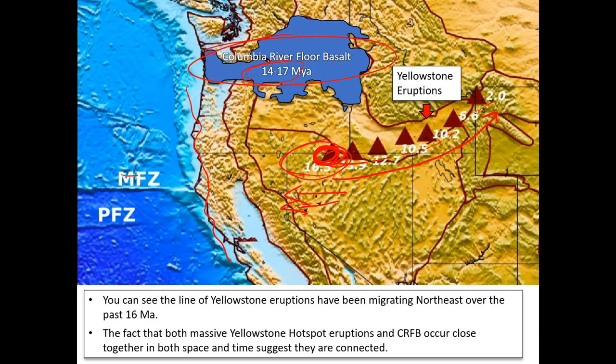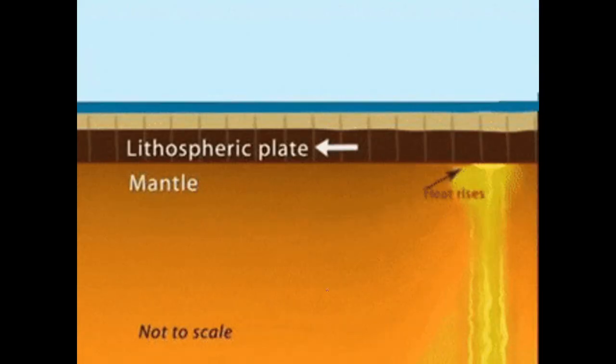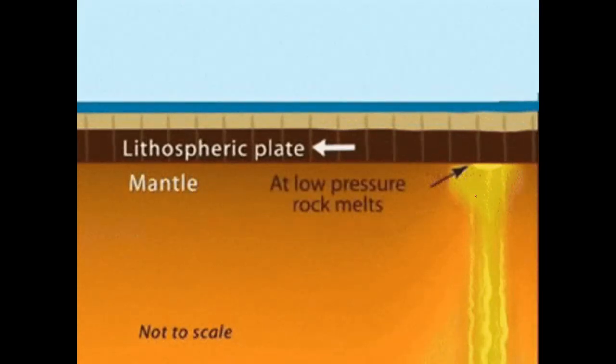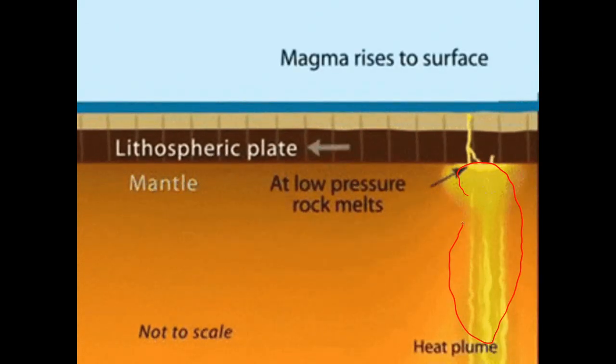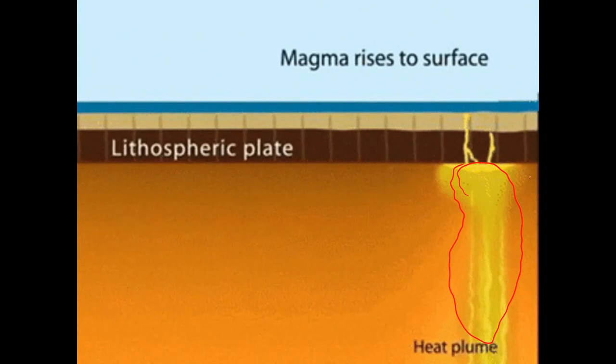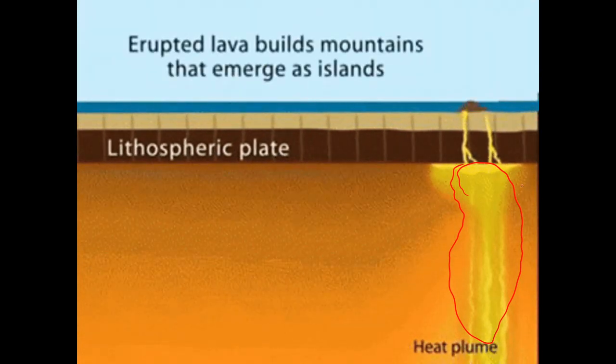Hawaii, there's a stationary plume, and the Pacific Plate is moving over it. Okay, so the fact that both massive Yellowstone hotspot eruptions occurred so close to the Columbia flood basalts seems like they are connected somehow. So this is how it works. There's a plume coming up from the mantle. It's just a heat plume. Okay, it's not actual material moving. It's just an anomalously hot area.